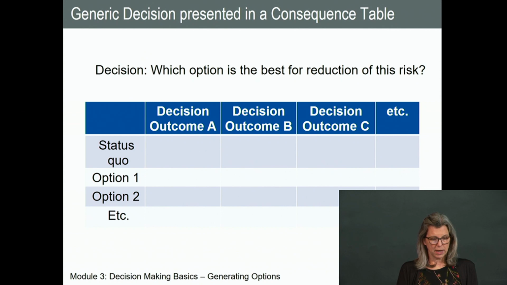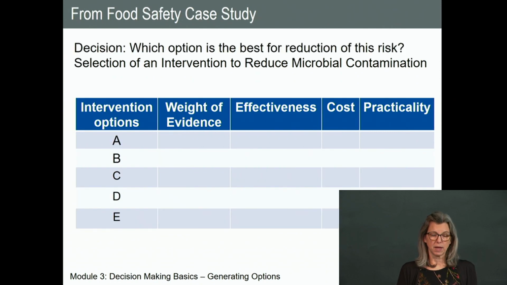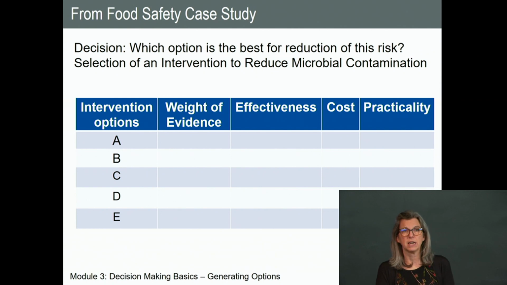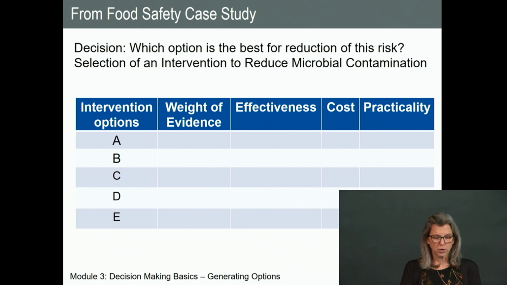So now I'm going to show you this example from the case study that I mentioned. In this paper, it was a general paper. It wasn't about a specific type of intervention, but they were focused on reducing microbial contamination. That was the decision: there was some situation in which they were trying to reduce microbial contamination. And in their research and in their work to generate options, they identified these 5 different options for reducing contamination.